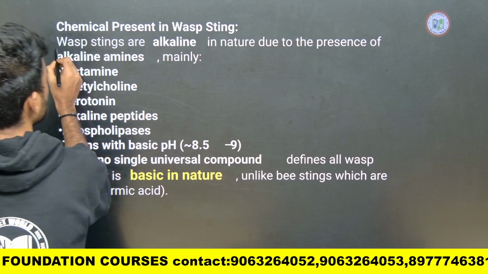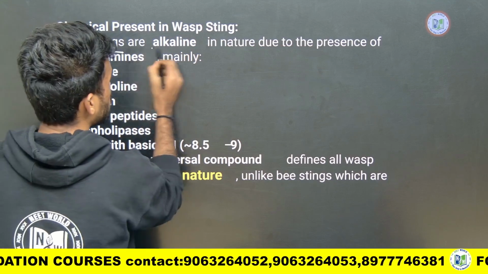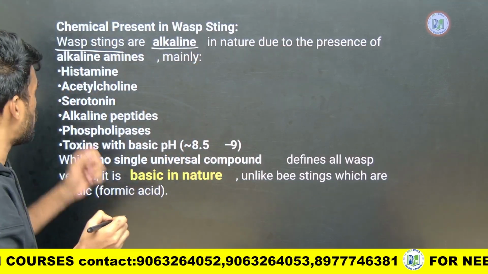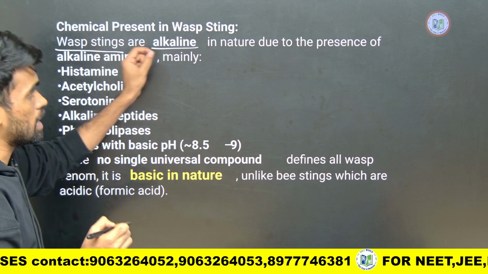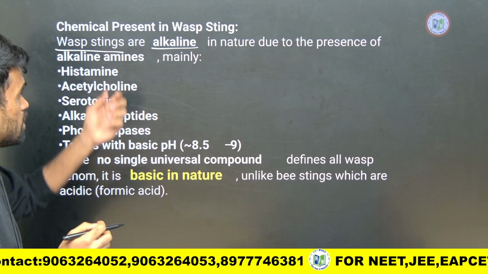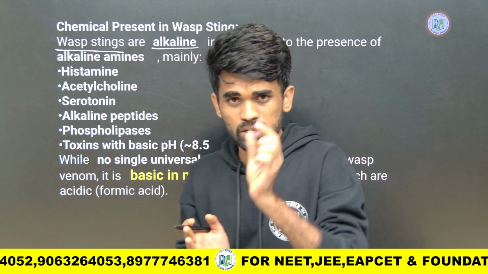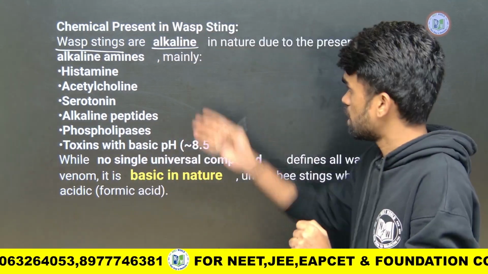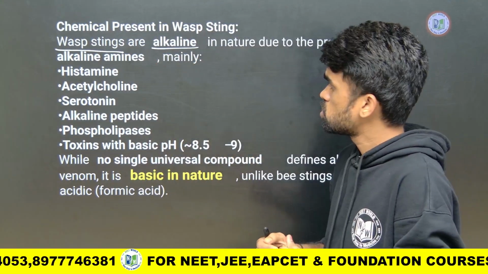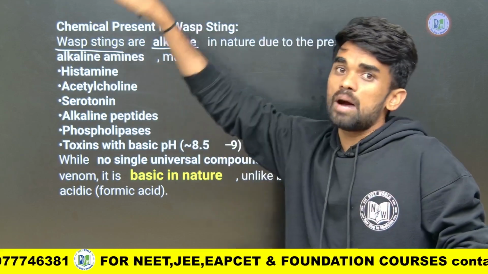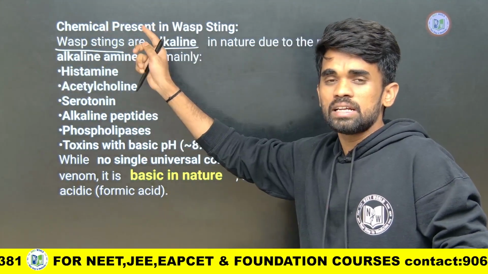So this wasp sting contains what? Alkaline in nature. The venom of this is considered to be alkaline in nature. So they contain basic compounds in that particular sting, like in the stings of this wasp. Now if we treat them with the opposite one, this is alkaline, that is the basic one.